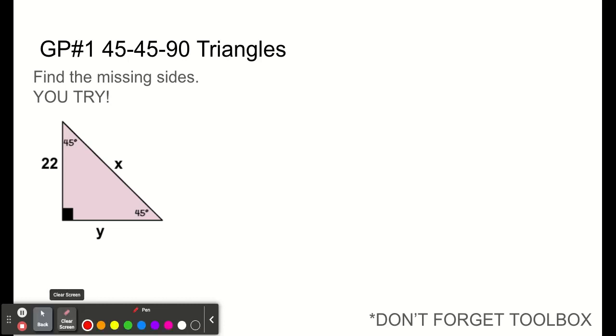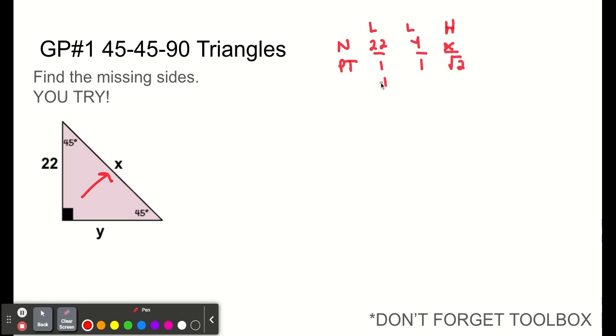So remember, the first thing that you need to do is to set up a chart. So we have the legs and hypotenuse. We will put the new triangle on top and the parent triangle on the bottom. So our new triangle, hypotenuse is x. The legs are 22 and y. The parent triangle is always 1 and 1 for the legs and a hypotenuse of the square root of 2.